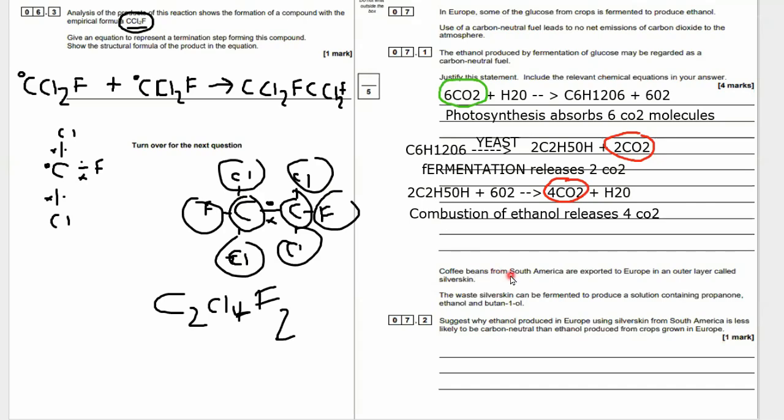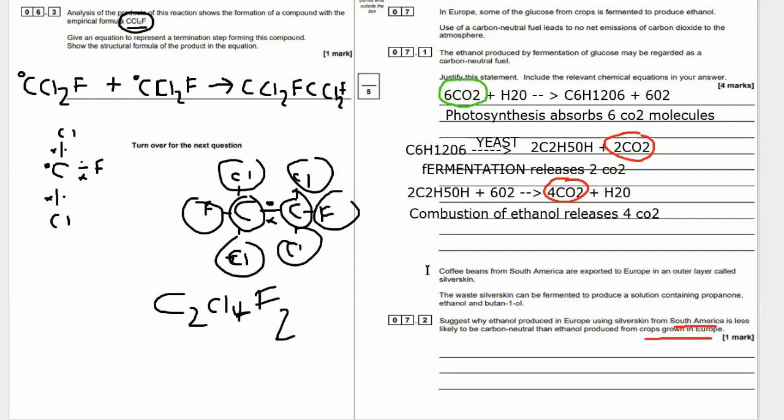Coffee beans from South America are exported to Europe in an outer layer called silver skin. The waste silver skin can be fermented to produce a solution containing propanone, ethanol, and butanol. Suggest why ethanol produced in Europe using silver skin from South America is less likely to be carbon neutral than ethanol from crops grown in Europe. So what's the big difference here? Crops grown in Europe are likely to be carbon neutral rather than something coming all the way from South America.